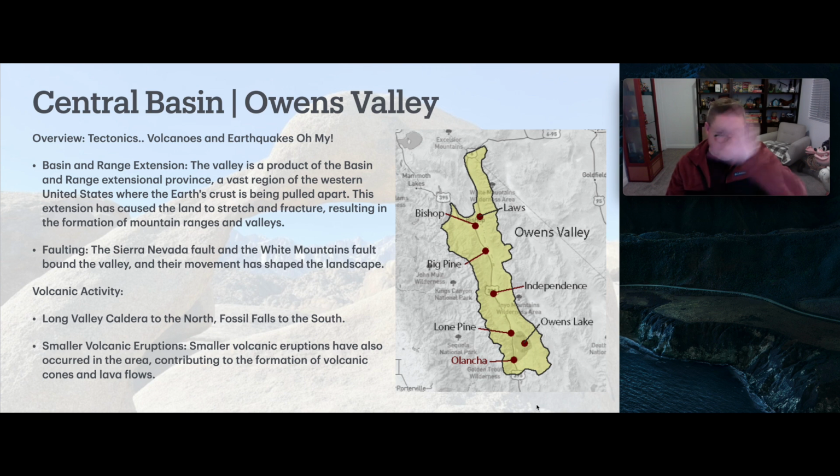So again, it's surrounded. It's got volcanoes, mountains all around, and then it also has sand dunes on the eastern and southern margin. There are a plethora of smaller volcanic eruptions that have occurred within the area, contributing to the formation of these volcanic cones. So we do see that there's a lot of these red cones, cinder cones that do exist. Like I mentioned, Fossil Falls, which is another great video. If you haven't checked it out, be sure to check it out. Beautiful, iconic landscapes that are the result of explosive volcanics on our surface.